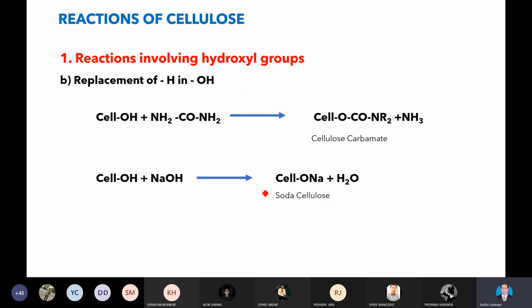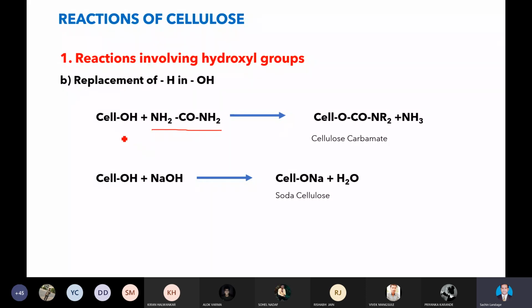Then the second type of reaction is nothing but the replacement of the H in an OH. Replacement of the hydrogen from the OH group. So which chemical is this? Urea, sir. Yes, it's urea.